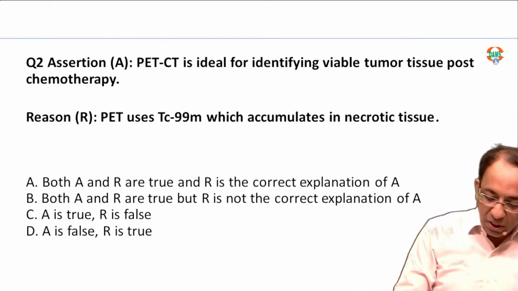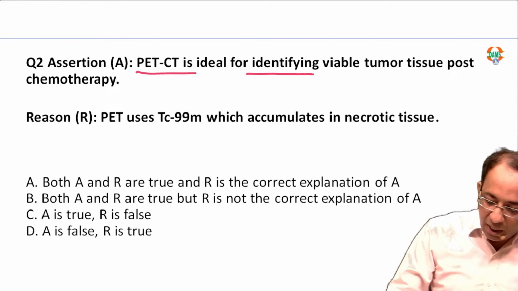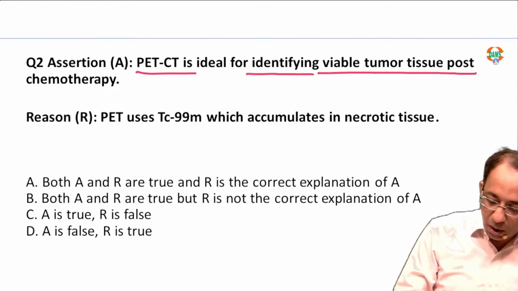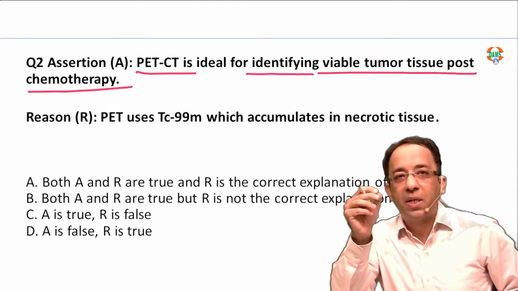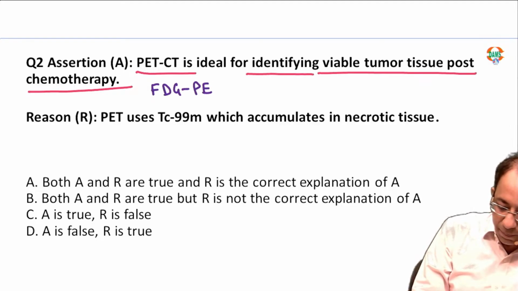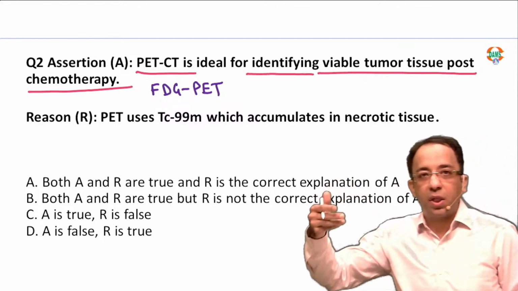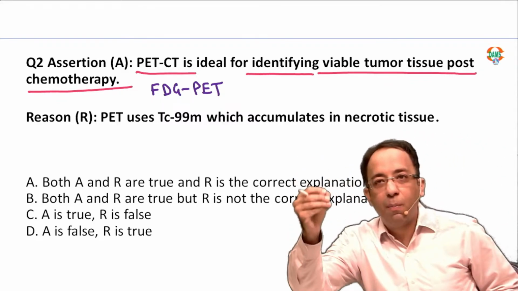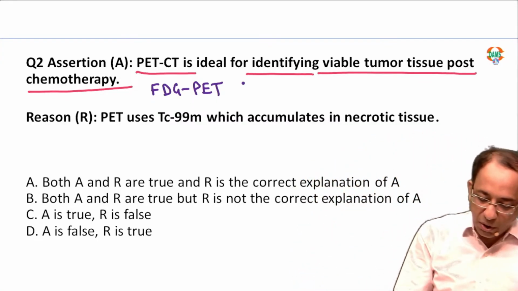Let us see the first statement. PET-CT is ideal for identifying viable tumor tissue post-chemotherapy. So what is PET-CT based on? PET-CT is based on glucose metabolism. It uses FDG. So it is likely, we can actually see the logic, that viable tumor tissue will have metabolism. So it looks like a correct statement, a true statement.